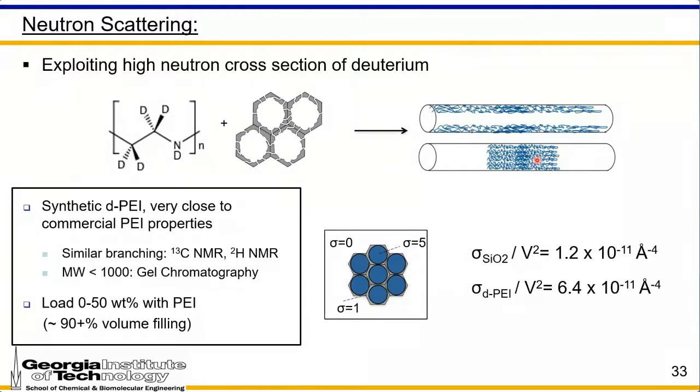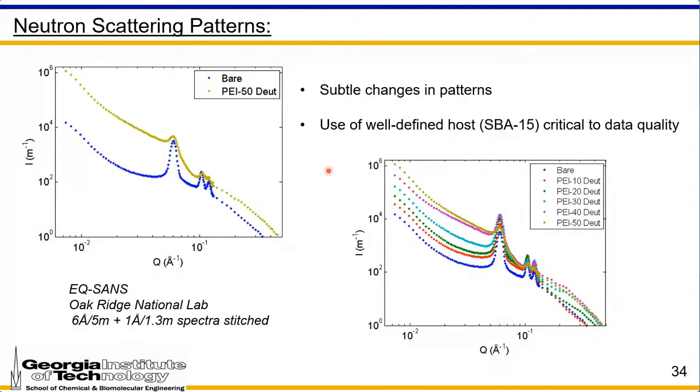We're able to do this because we've made synthetic deuterated PEI with properties very similar to the commercially available HPEI. And we can then measure the neutron scattering for the bare silica as well as the PEI-loaded silica for 5 different materials with 10, 20, 30, 40, or 50 weight % PEI. And then go ahead and model what the diffraction pattern should look like as we put PEI into the pores in different structures.